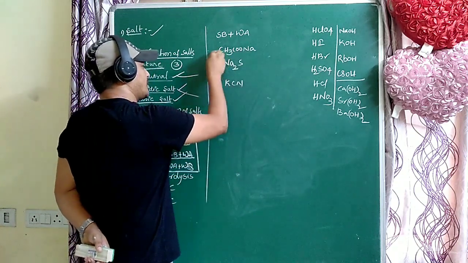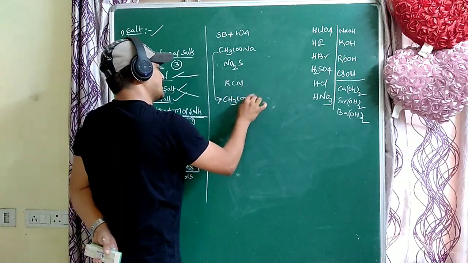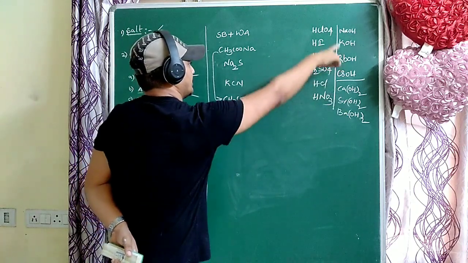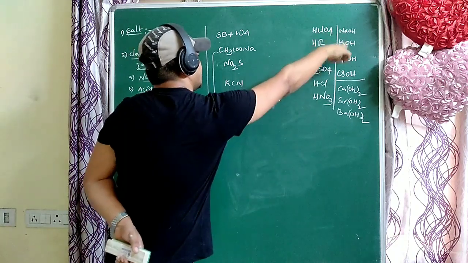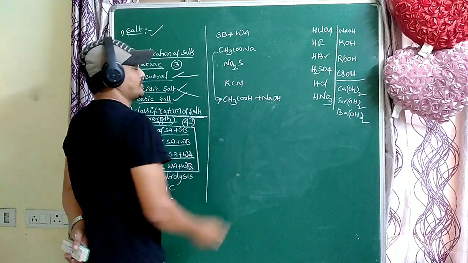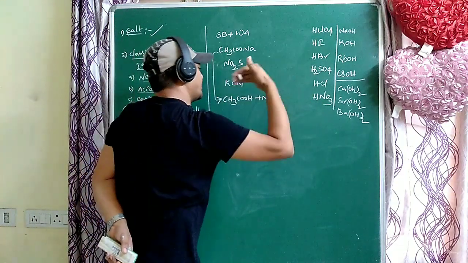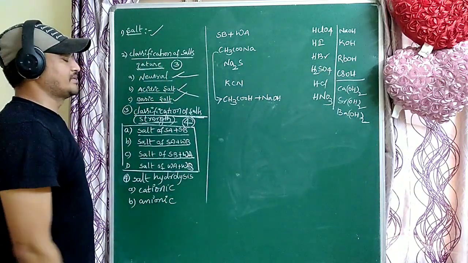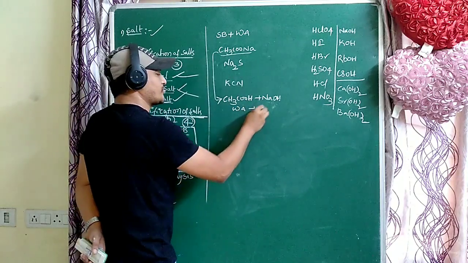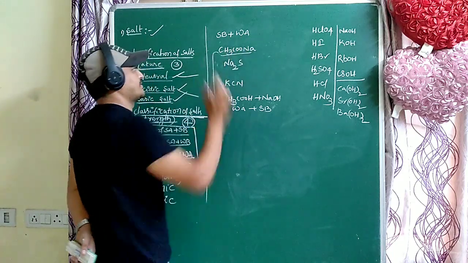So this salt is prepared from acetic acid plus NaOH. Here NaOH is a strong base or not? NaOH is present in the list of strong bases, that's why this is the strong base. And acetic acid is the weak acid. Why? Because it is not present in the strong acid list. Other than these acids, all remaining acids are weak acids. So this salt is prepared from weak acid and strong base. That's why it is the salt of weak acid and strong base.